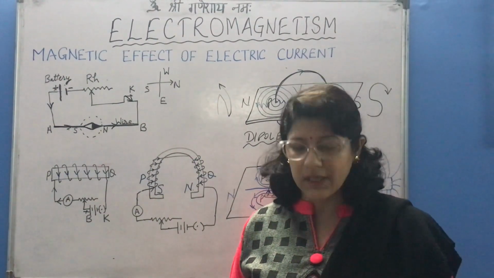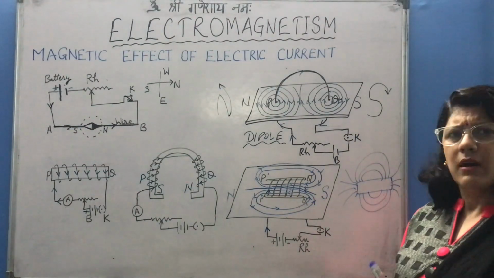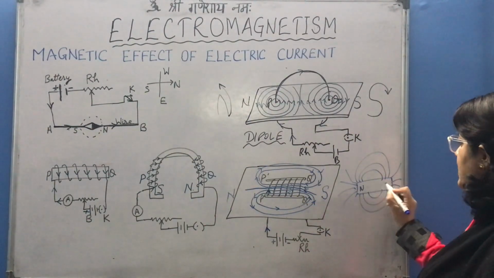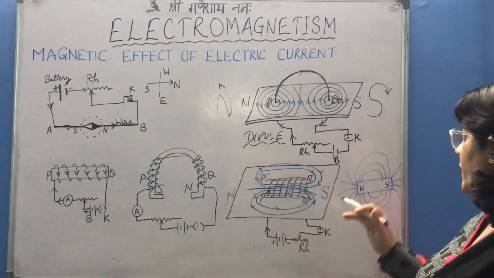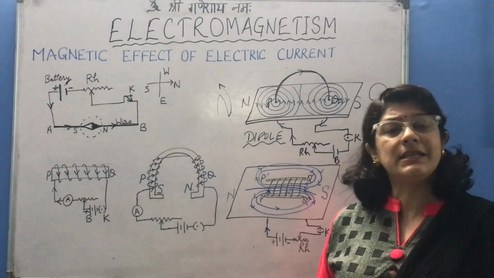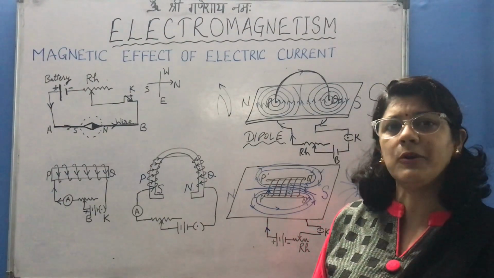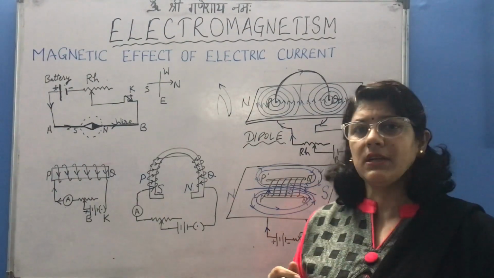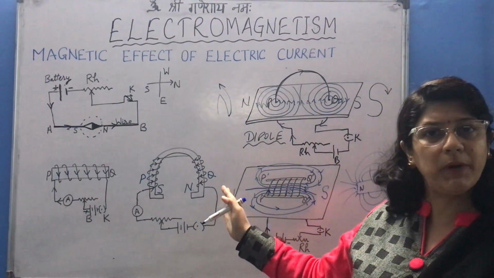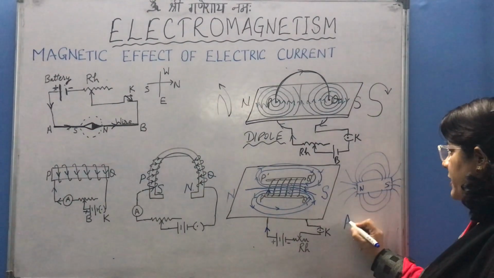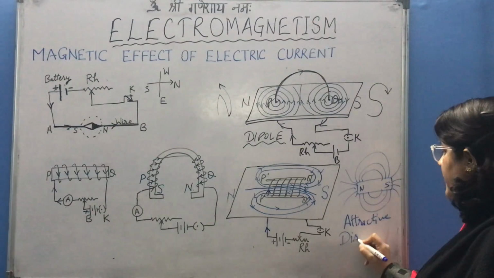So the next question is, what are the similarities between a solenoid and a bar magnet? We know a bar magnet has two poles. Here also we have seen there are two poles in this circuit. So, the first property of a bar magnet is the attractive property, that it attracts magnetic material towards itself. This same property holds for the solenoid also. So, this is a similarity, the attractive property, and the second is the directive property.